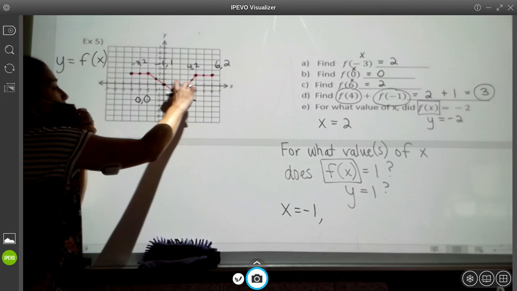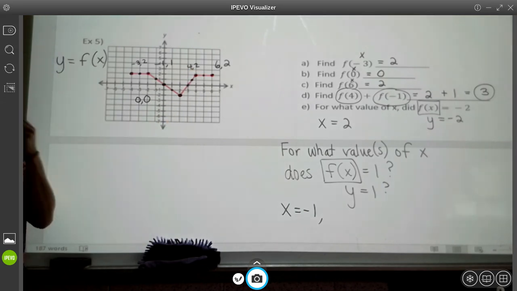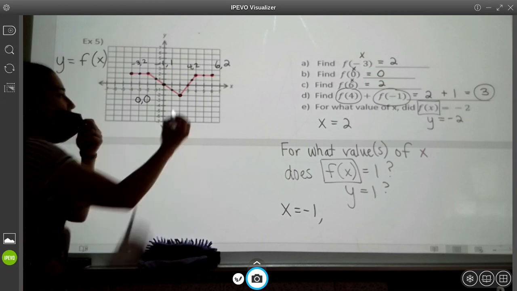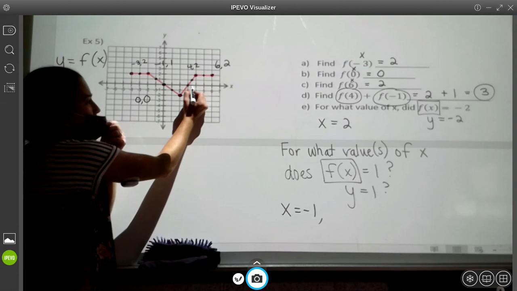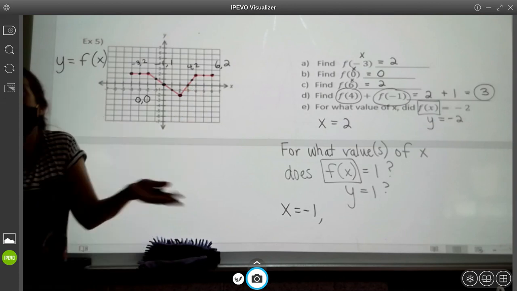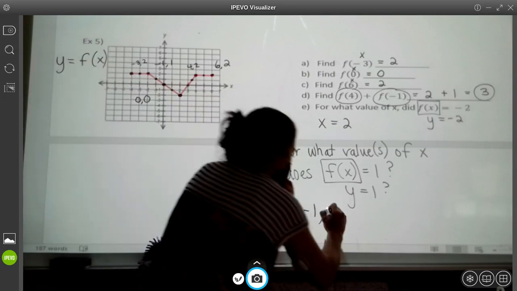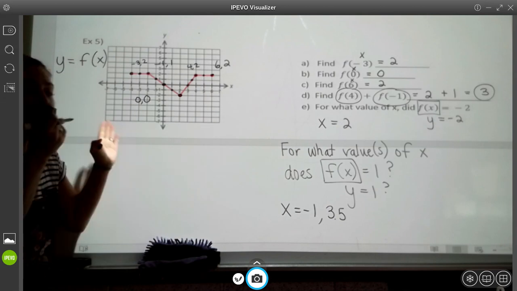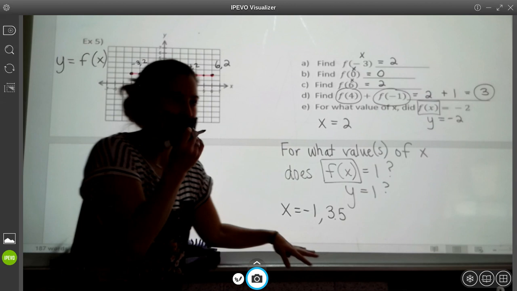But guys, there's also another dot over here that also has a y-coordinate of 1. That means there's another x value that could make 1 come out. Does anybody know your best estimate what x value this is right in the middle of 3 and 4? 3.5. I would say 3.5. On your homework, it'll be much more clear. You will not have to worry about guessing. But I would say that's 3.5. Okay? So you could get more than one answer to these when you're trying to find the x's.